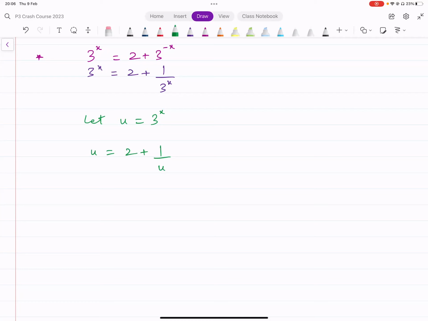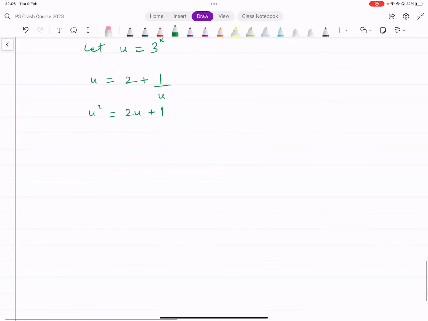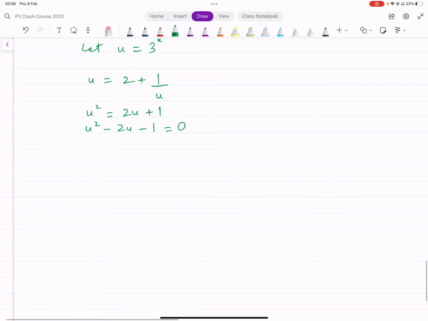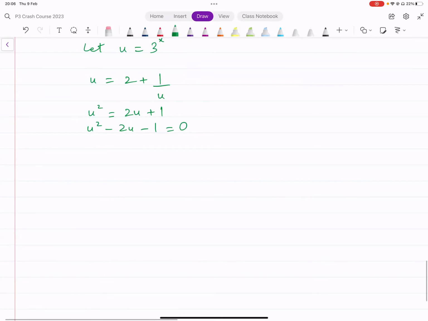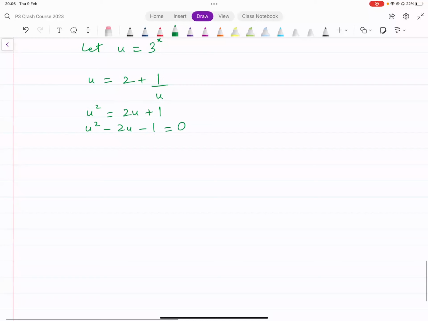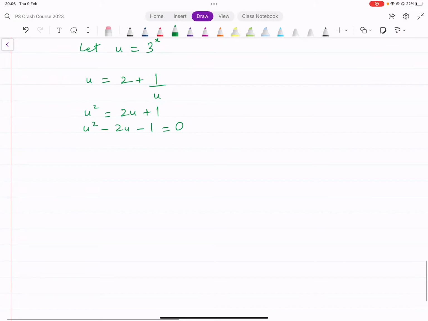You could multiply u with all the terms, and that gives you u square equals 2u plus 1 to get rid of the fraction. So I've just multiplied all the terms with u. That gives me u square equals 2u plus 1. Now take everything to one side. It becomes u square minus 2u minus 1 equals 0. Now this is a quadratic equation that we can solve. Let me see if we can factorize this. We could not. We can't factorize this. So we have to use the quadratic formula.